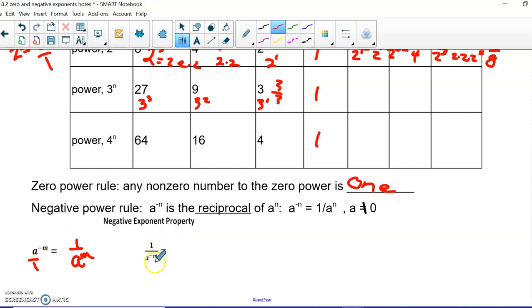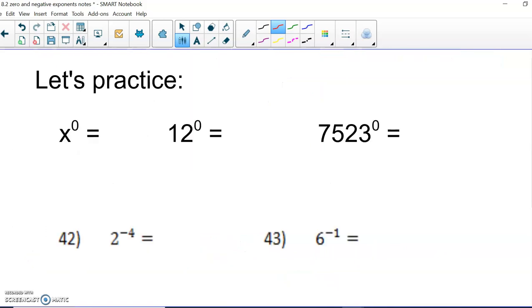What if it's 1 over a to the negative m? The reciprocal, remember, means flip it upside down. So that's now going to be a over 1, and the negative m becomes a positive m, and we don't really need that over 1, so that's a to the m. So if you see a negative exponent, you want to flip it upside down and then make the exponent positive. Let's practice.